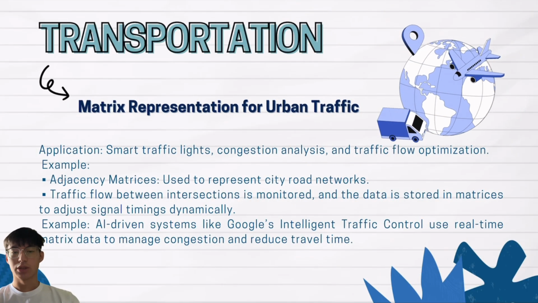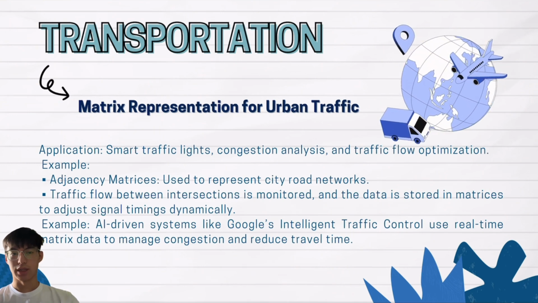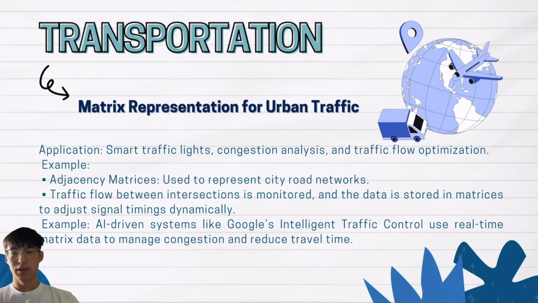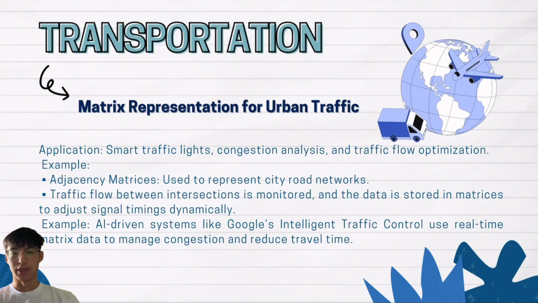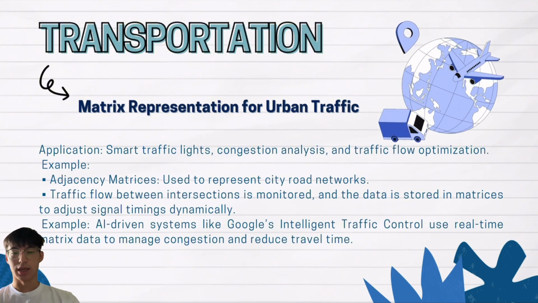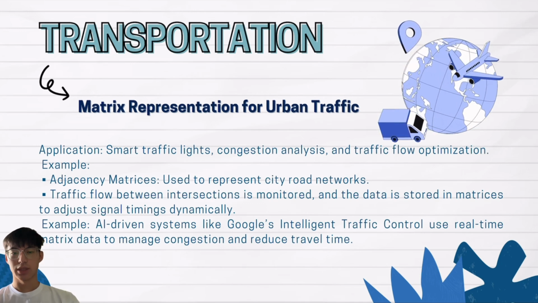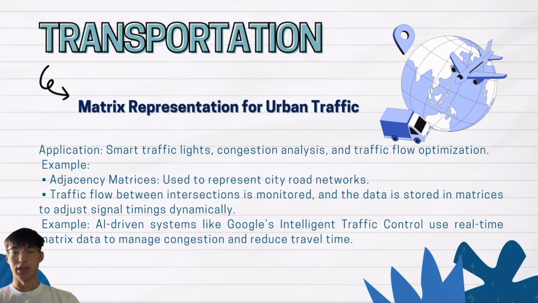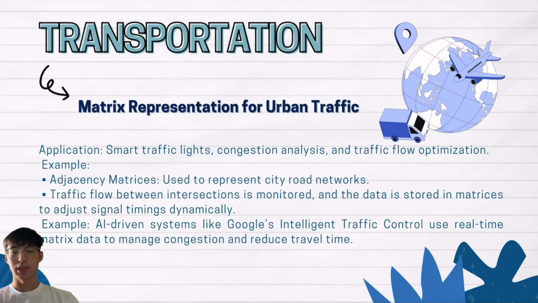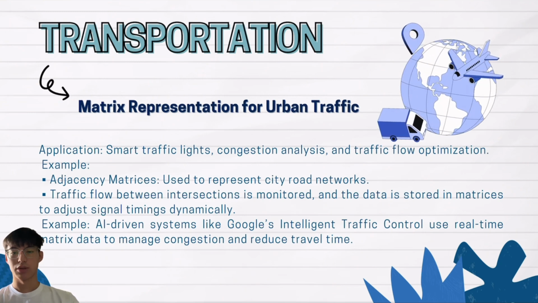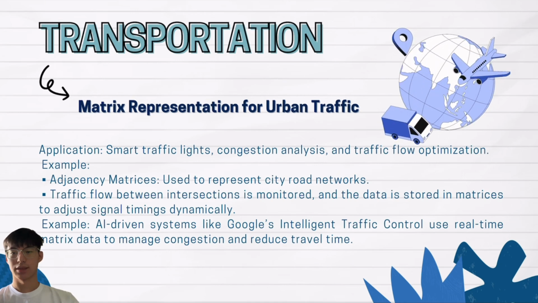So transportation is also an application of matrix algebra. Matrix representation of urban traffic, application of smart traffic lights, congestion analysis, and traffic flow optimization. Example, an adjacency matrix can be used to represent a city route network. Traffic flow between intersections is monitored and the data is stored in a matrix to adjust signal timing dynamically. Example, AI-driven systems like Google Intelligent Traffic Control use real-time matrix data to manage congestion and reduce travel time.